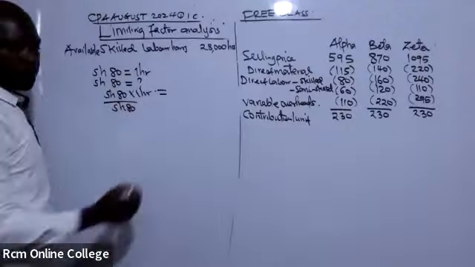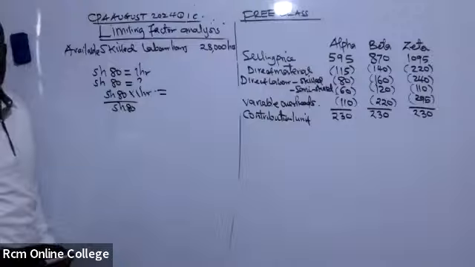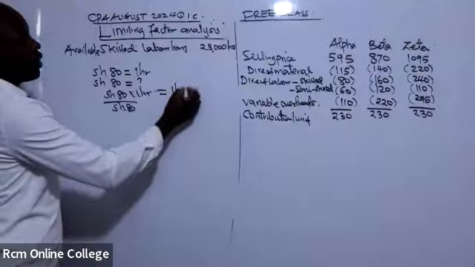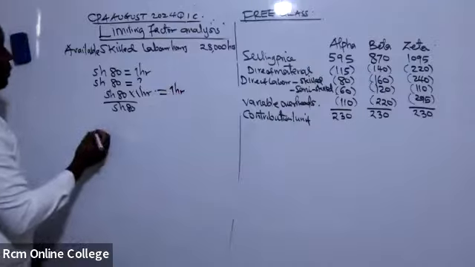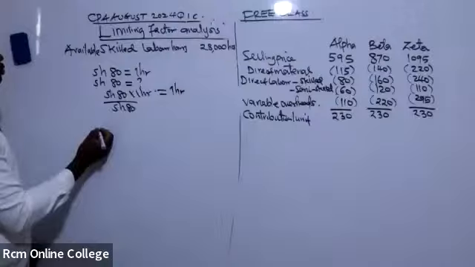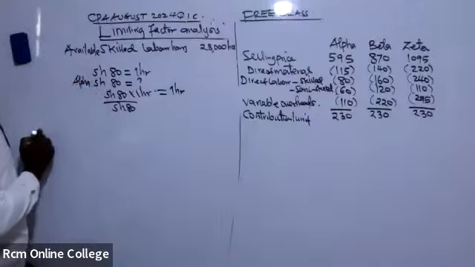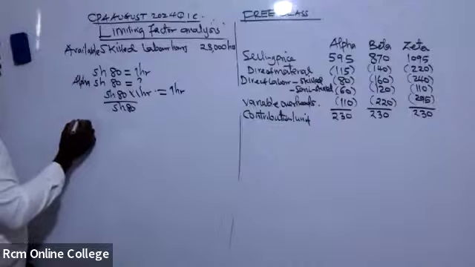So that will give us, how many hours are you getting? 1 hour, right? 1 hour. Okay, then number 2, that is for alpha, right? Alpha. Then we'll go to beta.